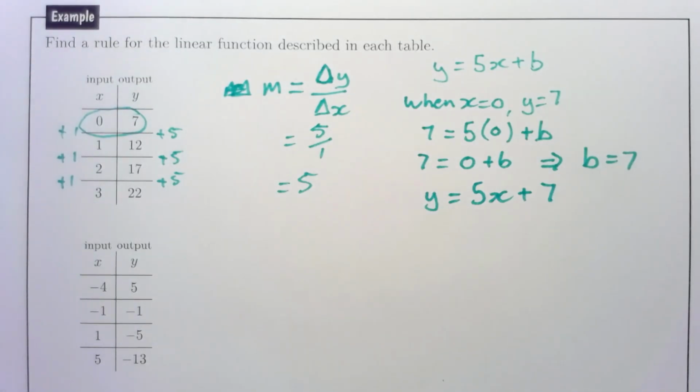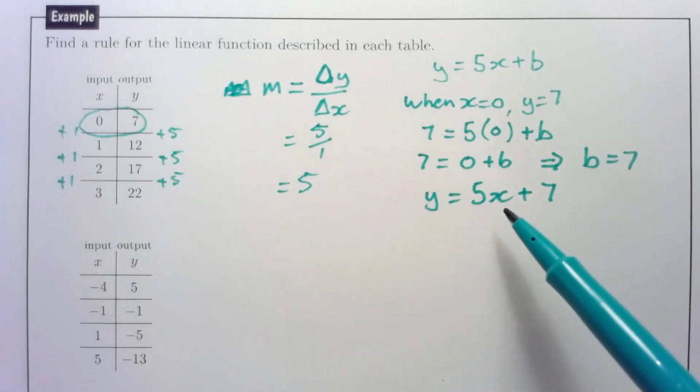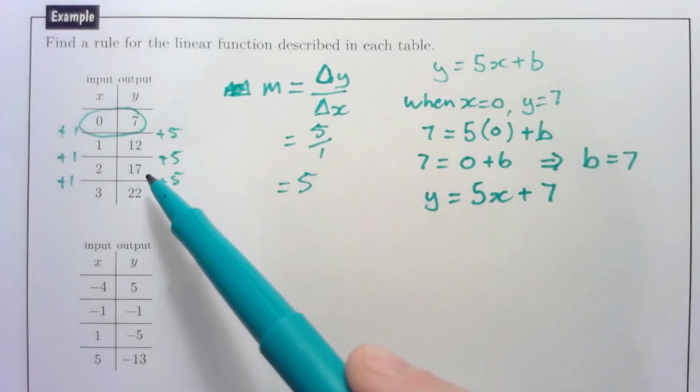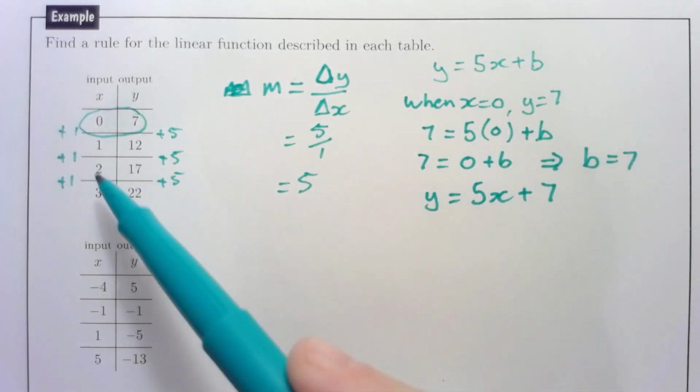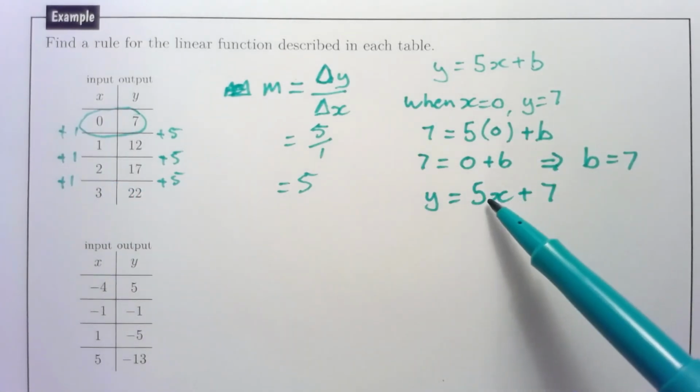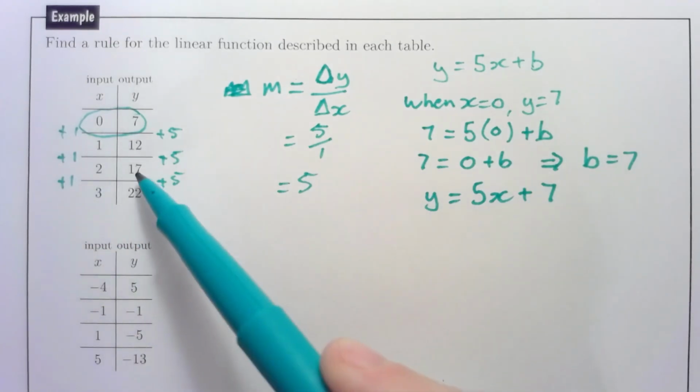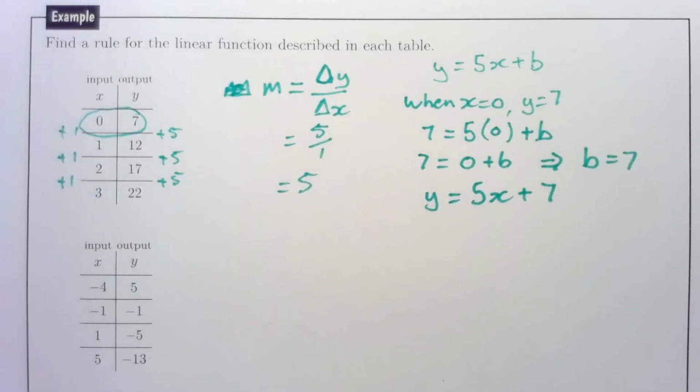Now we should check that this actually makes sense for the table that we have. So let's check, let's say this entry here, 2, 17. So 5 times our input x, 5 times 2 is 10. 10 plus 7 is indeed 17. So this rule does work for that particular entry. And hopefully if we went through and checked the rest of them, it would also work as well.